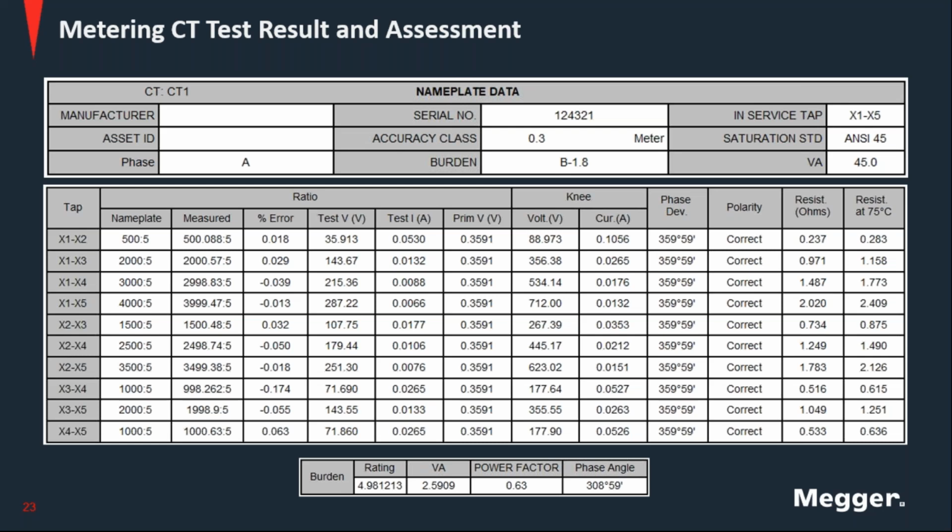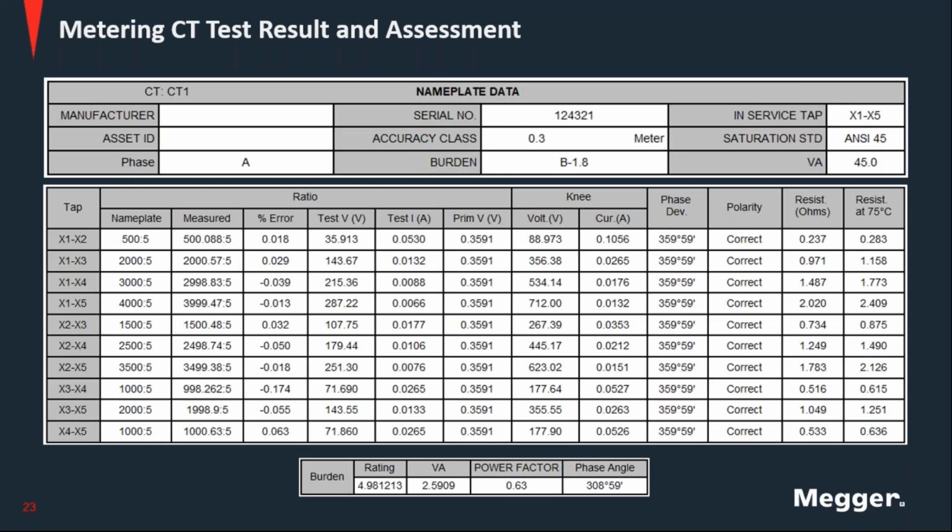And then down here, I have the table that shows the burden. So these are the actual VAs that were measured. This is the actual rating or burden that is connected to the CT, that circuit that goes from the terminals down to the instruments, to the control or metering instruments. It's 2.59 VA with a power factor of 0.63 or an angle of 308 degrees. So these are results, and this is what we are used to getting from an instrument transformer tester.